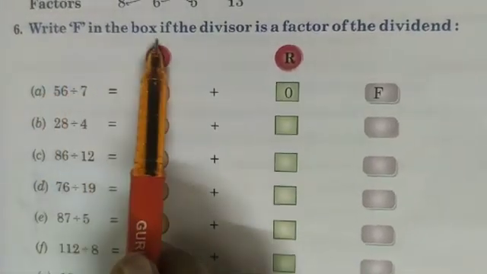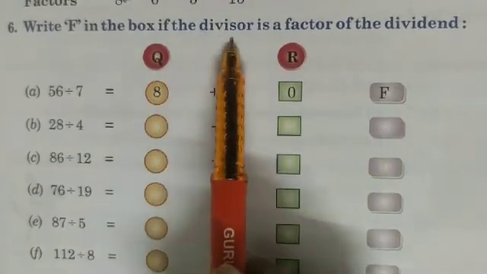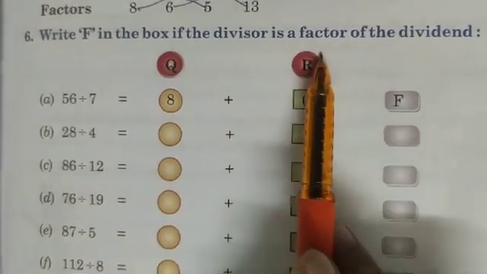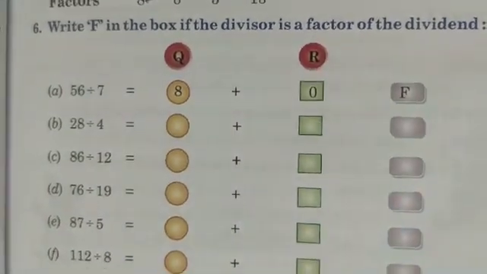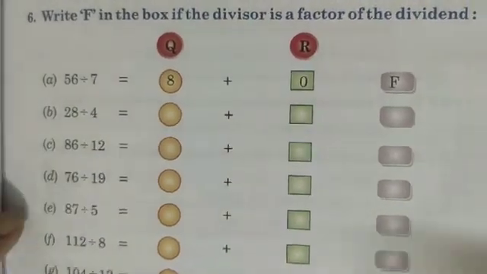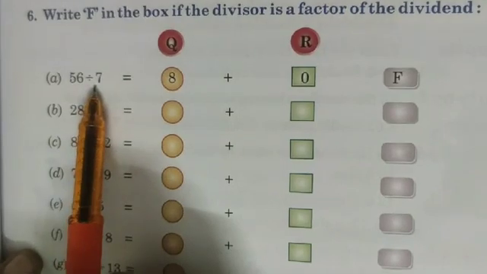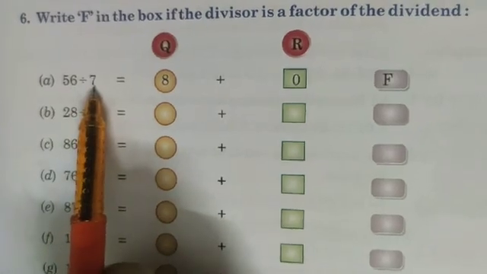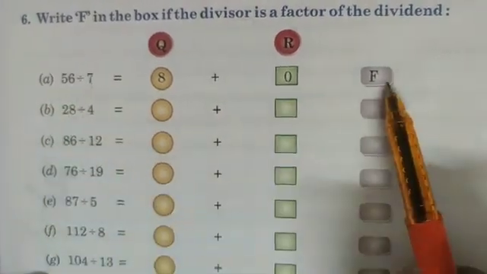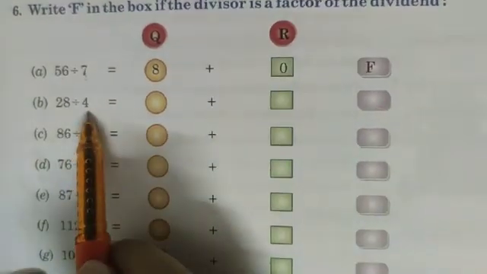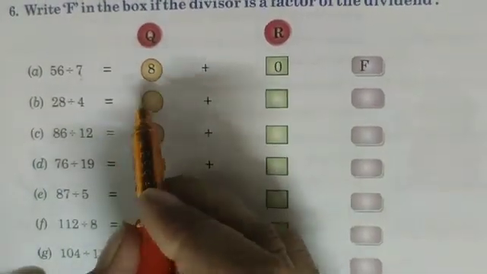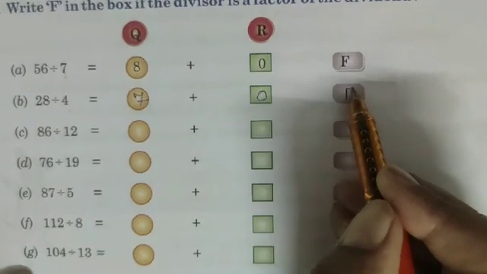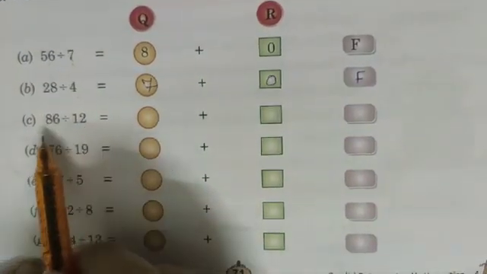Write F in the box if the divisor is a factor of the dividend. Now just see how to find out the factor. Say the table or divide. This is the dividend and this is the divisor. So you have to see the divisor. In the table of 7, 7 8s are 56. Yes, F. There is no remainder. Now in the table of 4, 4 7s are 28. No remainder left. Yes. Now in the table of 12, there is no 86.